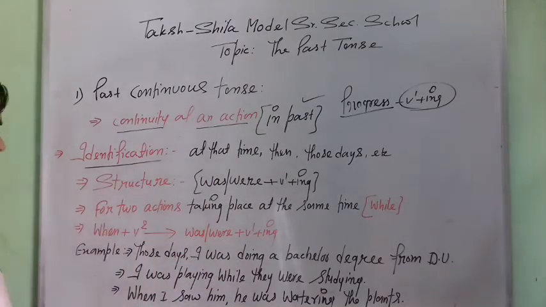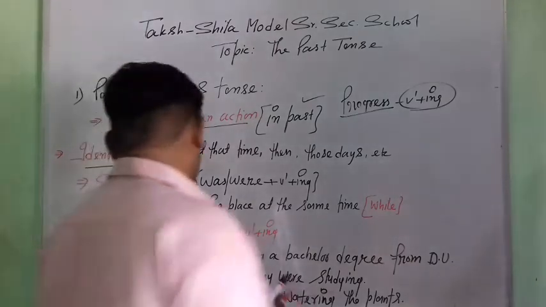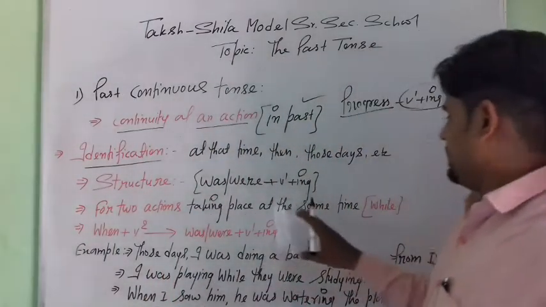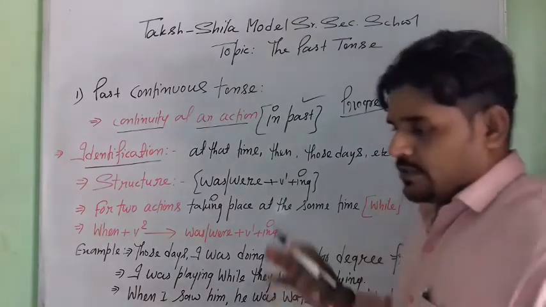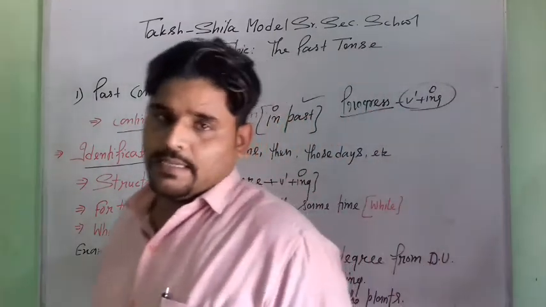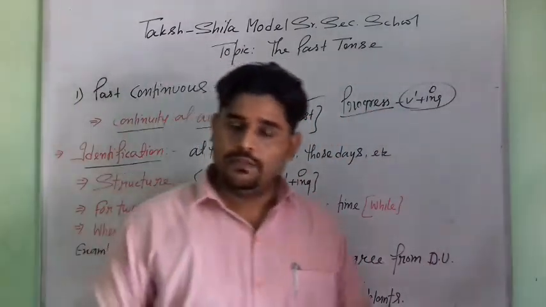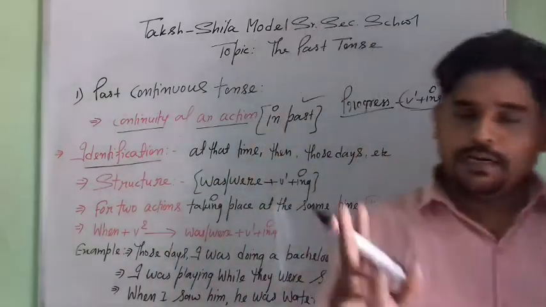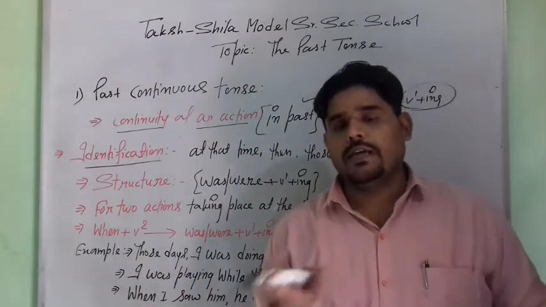Now that is the structure. Then there are other uses of past continuous tense, that is for two actions taking place at the same time in the past, right? When two actions were happening together in the past, right? Two actions were in progress and both the actions were going on simultaneously, right?